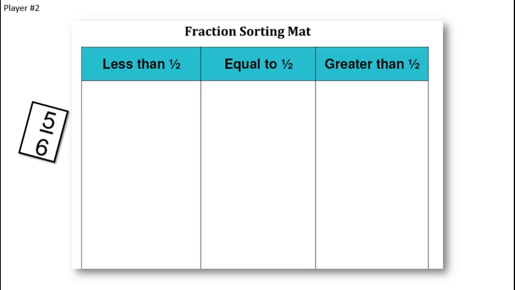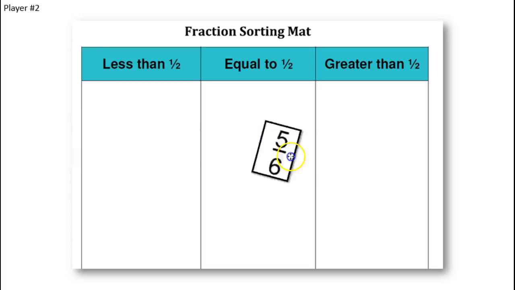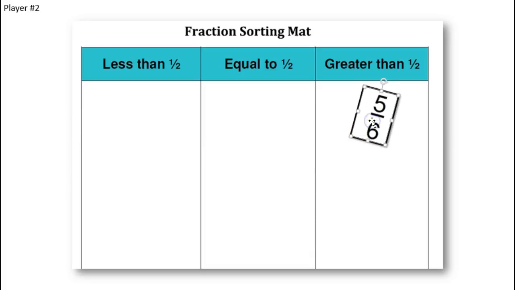Now we're going to move to player 2. That person is going to draw a card, and has to think, okay, is 5/6 less than 1/2, equal to 1/2, or greater than 1/2? Well, I would think, okay, 6. What's half of 6? That's 3, right? So 5/6 is greater than 1/2. So I would move that over in this column.